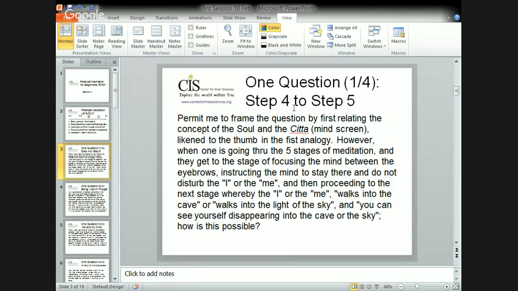The word instruct should not confuse you, to become calm so that I can walk into the cave. So the word instruction is related to this part. Jump from step number 4 to step number 5. The word instruction has nothing to do with step number 3. So instructing the mind to stay there and not disturb the I or the me, and then proceeding to the next stage where the I or the me walks into the cave or walks into the light of the sky, and you can see yourself disappearing into the cave or the sky.